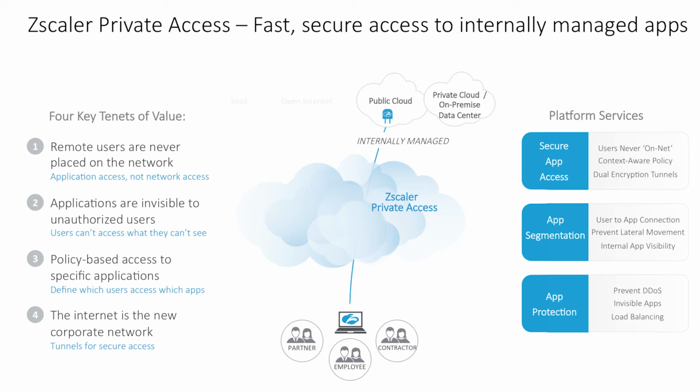It is very important for you to know what applications are running inside your corporate network. With Zscaler Private Access, we not only provide secure remote access, but we also can discover all the applications that are running inside your namespace.